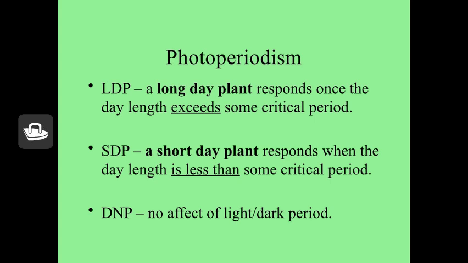A long day plant is one that responds once the day length exceeds some critical period. It may exceed 8 hours, it may exceed 10 hours, it may exceed 16 hours. But the key is that the period of light needs to be longer than some key photoperiod. Short day plants are plants that respond when the day length is less than some critical photoperiod.